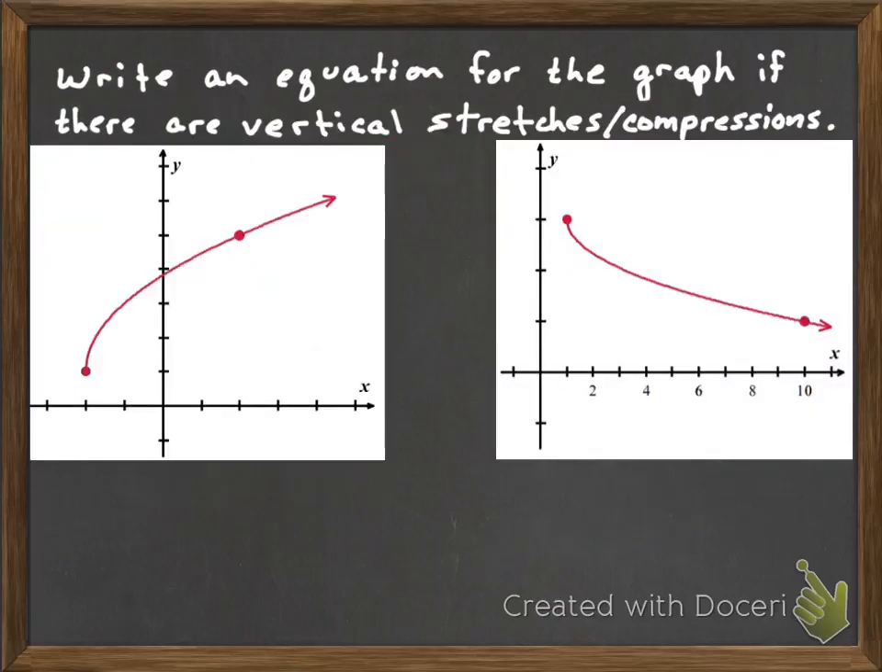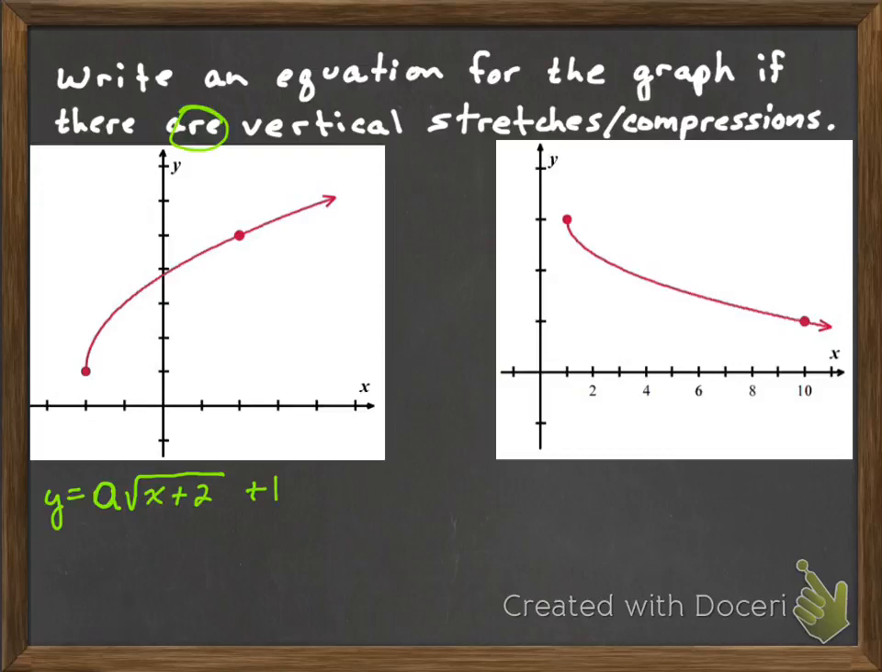Now these do have vertical stretches or compressions. So what we want to do is first identify what the equation would be with the transformations. Again, it's a square root graph shifted left 2, so that would be an x plus 2, and shifted up 1, so plus 1. Now it says there are vertical stretches or compressions, which means there will be an a value right here.